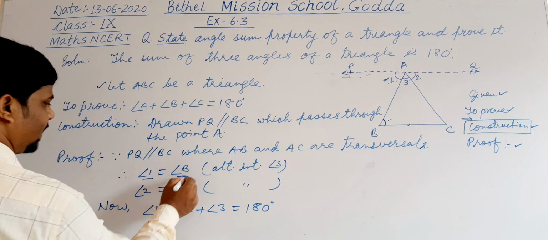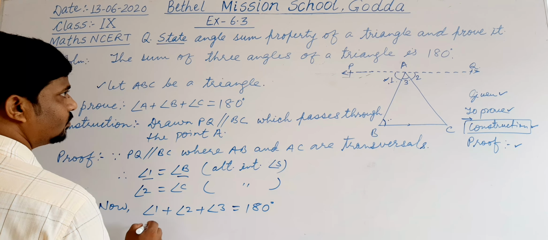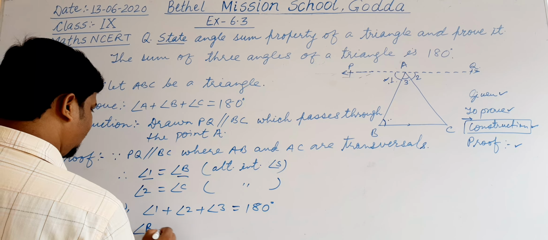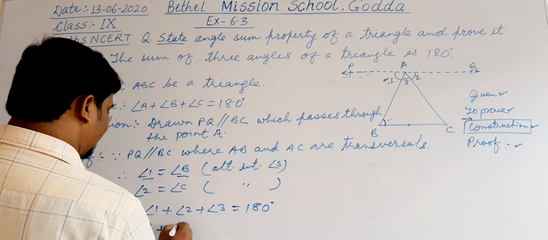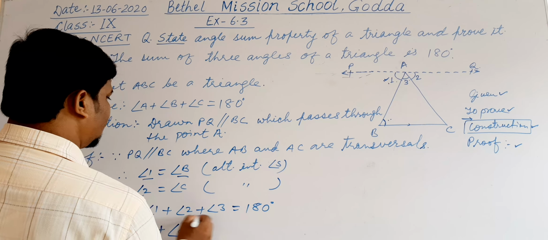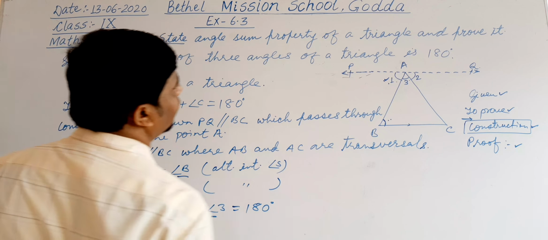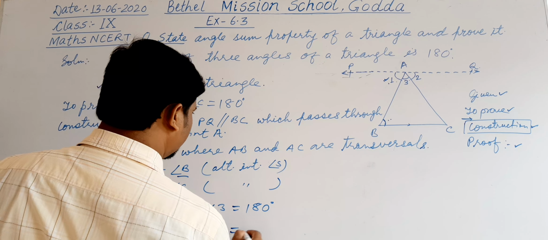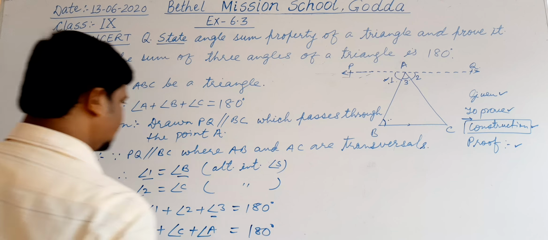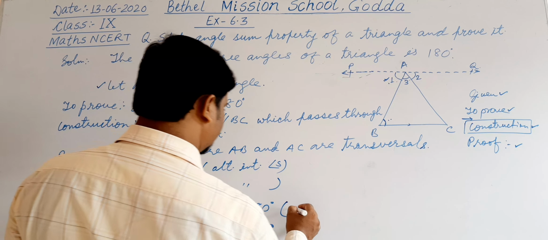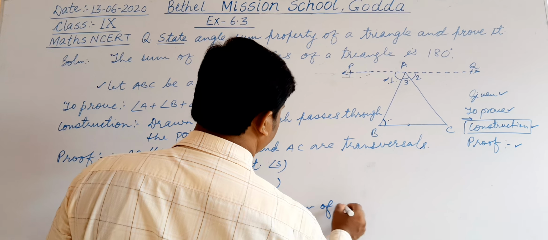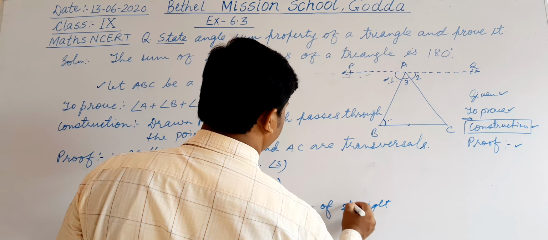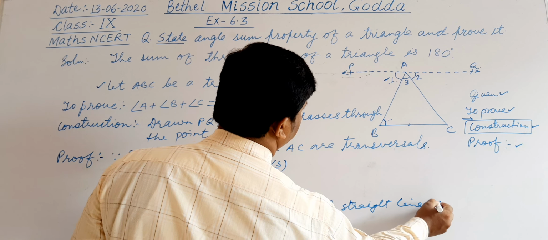Angle 1 is equal to angle B. So we will write here angle B plus angle 2, which is angle C, plus angle 3, which is angle A, equal to 180 degree. Here you will write the reason: sum of straight line angles.